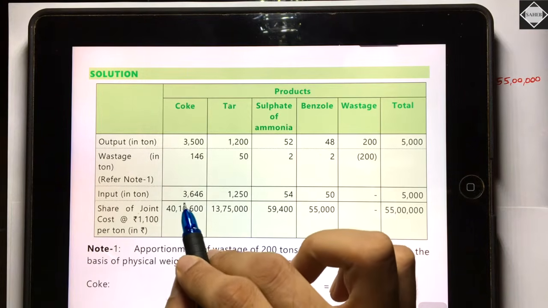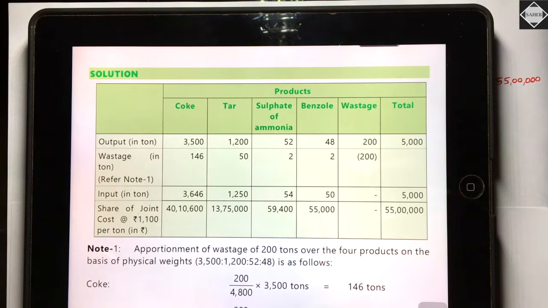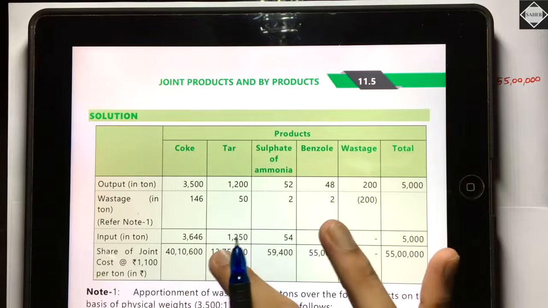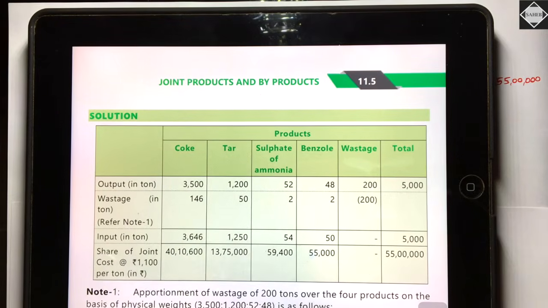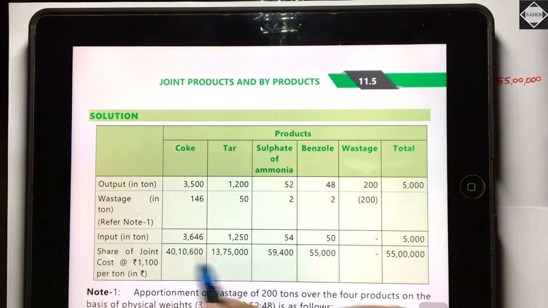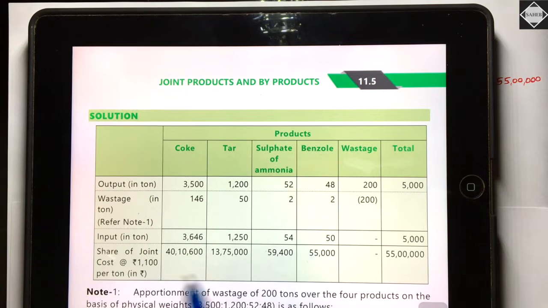How much input has been converted into the coke? How much input of that raw material coal has been converted into tar? So we have got the input here, right? Input in tons: 3646 of coke, 1250 of tar, and then here sulfate 54, benzol 50. Okay, we have got the input. So now we can have the input ratio over here, and then on this input ratio they have distributed the joint cost. They have apportioned the joint cost.